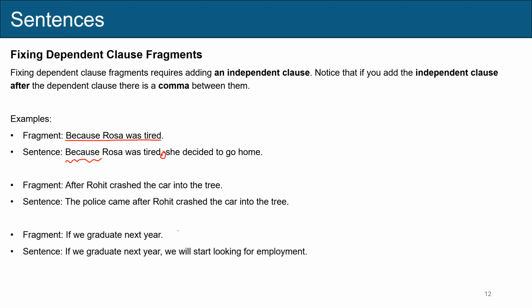If we graduate next year, not a complete thought. I have questions if this was just on a piece of paper. If we graduate next year, we will start looking for employment. Great, complete thought. That's what we want.